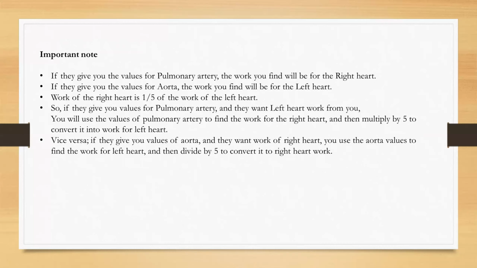And if you have the values for the aorta and they want the work for the right heart, then use the aorta values to find the work of the left heart and then divide, because you know that the left heart is doing more work, but you need to find the work of the right heart. So you have to divide it, convert it into the right heart.